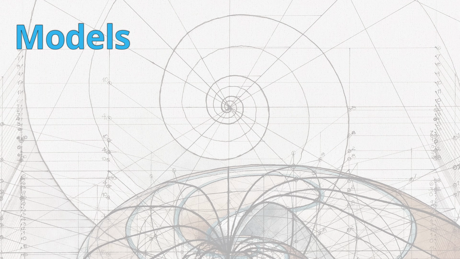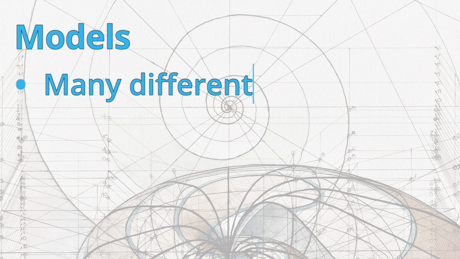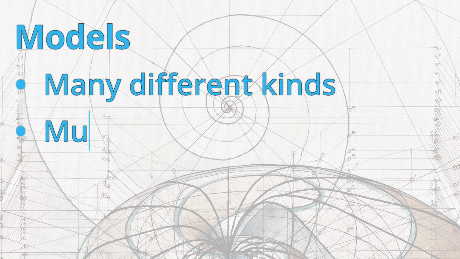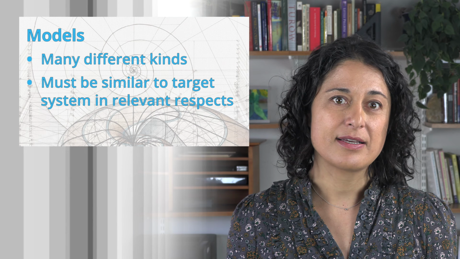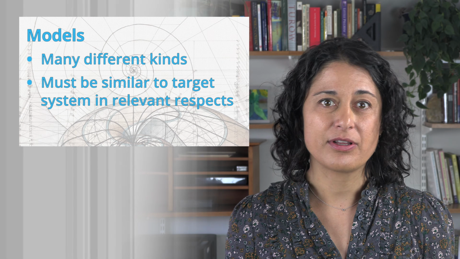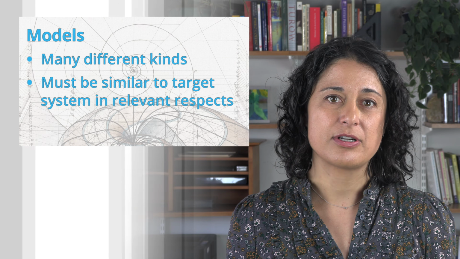Models can take many different forms, which is part of why it's hard to give a succinct definition of what they are. But they all have one thing in common. The model must be similar to the target system in the relevant respects, such that the experiment that the scientist is carrying out on the model tells them something about the target system.